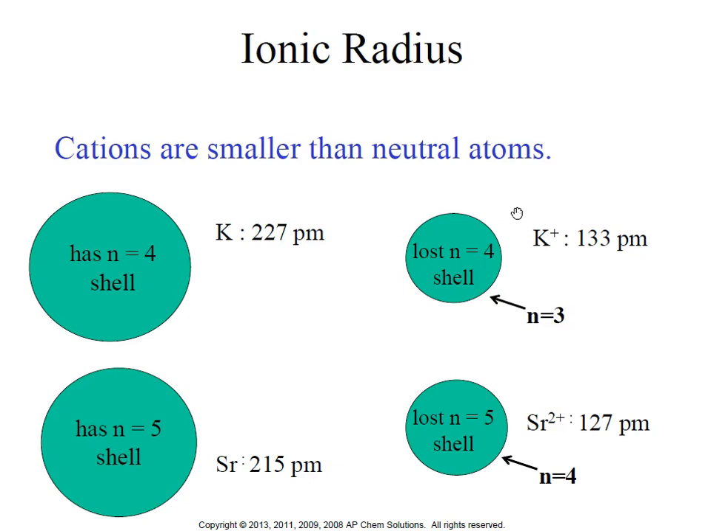Alright, cations are smaller than neutral atoms. Why? Because cations have lost electrons and they usually lose a shell. So potassium is larger than potassium plus. Look how much larger, almost twice as large, because when it becomes potassium plus, it lost the whole fourth shell. Same thing for strontium. When it becomes strontium plus 2, it has lost the whole fifth shell. So now, look, it's almost half the size that it was before. So cations are smaller than their neutral atoms because they're losing an energy shell.